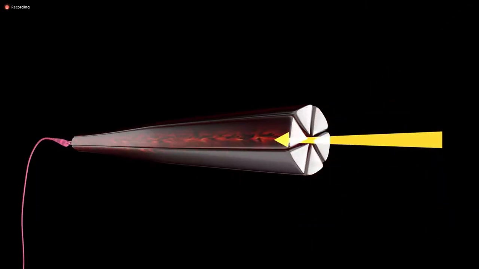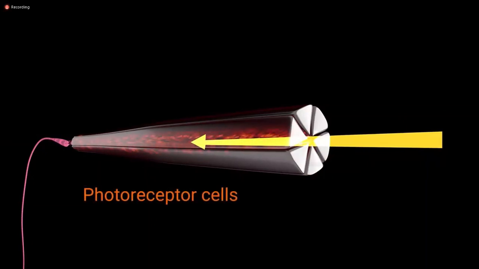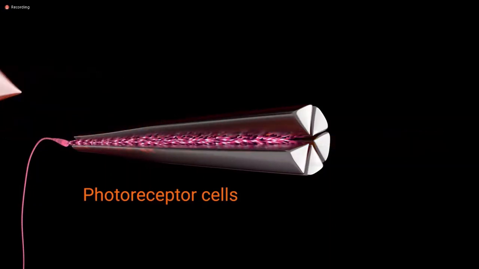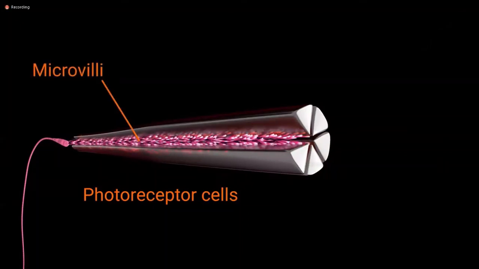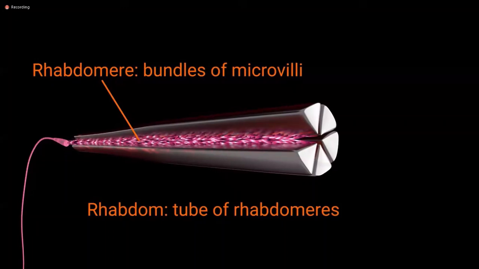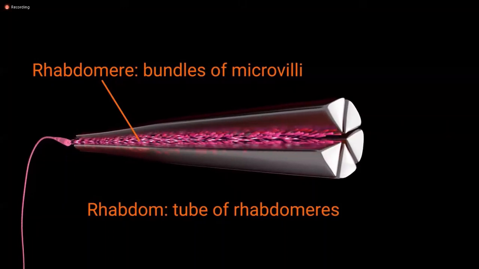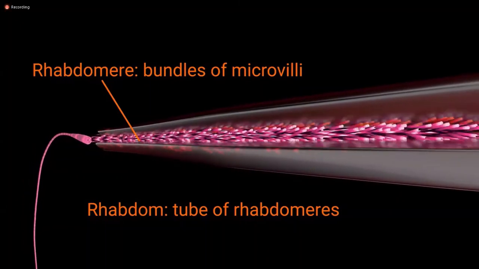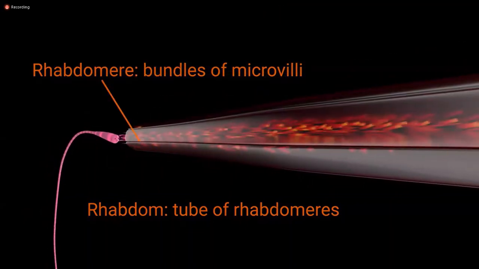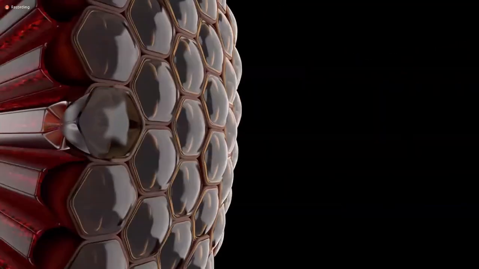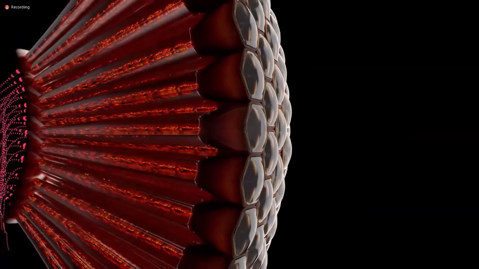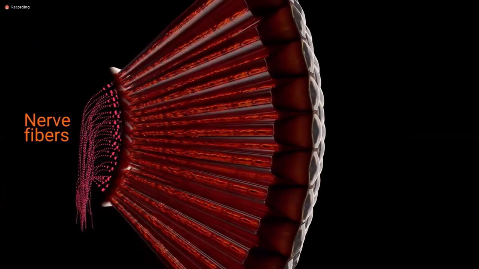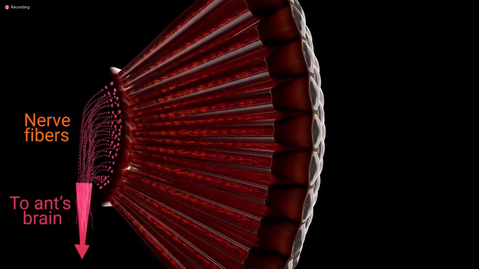So the light is contained and focused by the crystalline cone toward the center of another group of cells called photoreceptors. These cells are kind of facing inwards, and they have bundles of microvilli that extend into the central axis. These bundles are called rhabdomeres, and together this tube of rhabdomeres is called the rhabdom. This is where the light is actually captured because the microvilli here have adapted to convert photons of light into electrical signals. The signals are then sent down to a bundle of axons and into nerve fibers, which send the signal to the ant's brain.